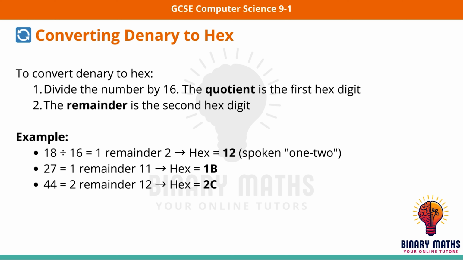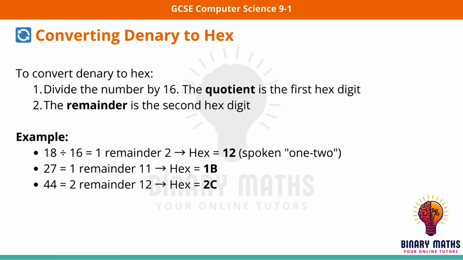Next, let's look at denary to hex conversion. To convert denary to hex, divide by 16. The quotient is the left hex digit. The remainder is the right digit. So for example, denary 18 would be 18 divided by 16, which would equal 1 remainder 2. So 16 would go into 18 once with a remainder of 2. The hex would be 1, 2. So we don't say 12, we'd say 1, 2. The 1 we get because 16 goes into 18 once, and then we have the remainder, which is 2.